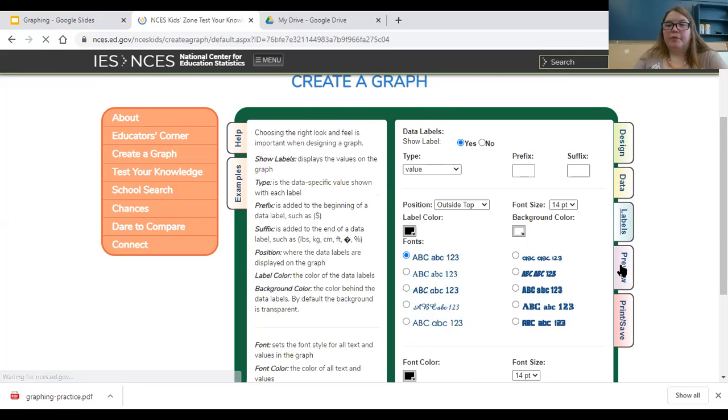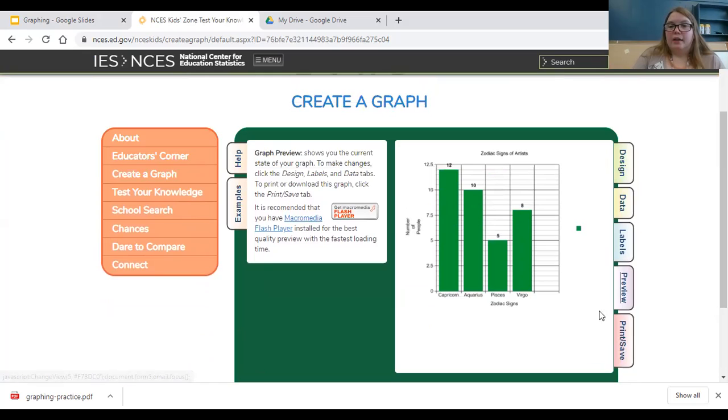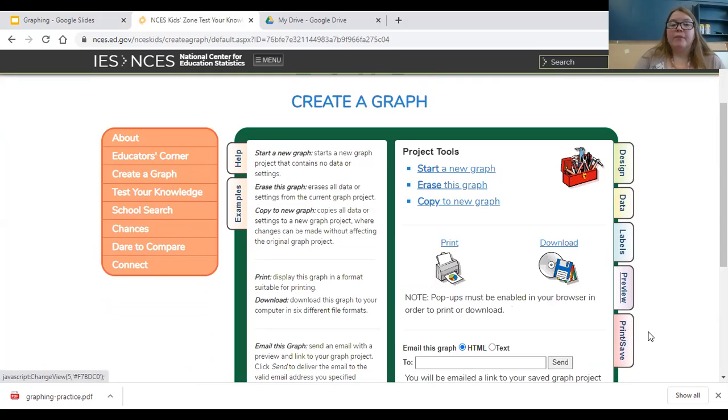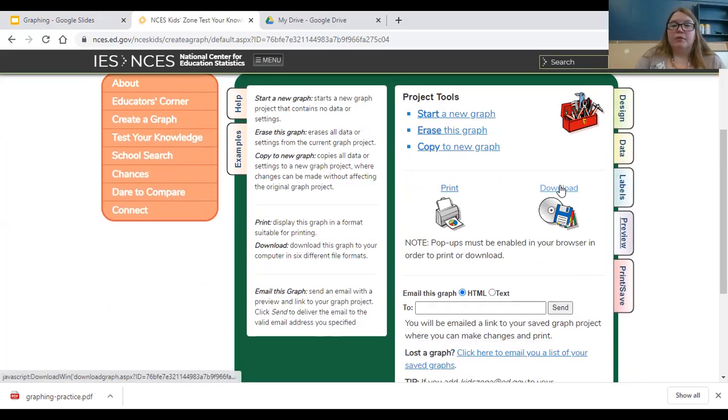All right, so let's look at our preview. See, look, this will draw the graph for you. And if you want to use this graph, like to put it into an assignment or something, see this print save tab, I'm gonna click it. And so you can email it or you can download your graph. It depends. I would probably download it and then you can insert it into the document or whatever you need to do for your graph.